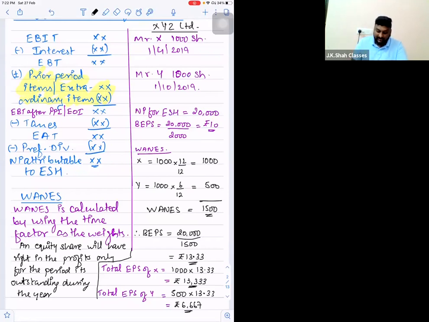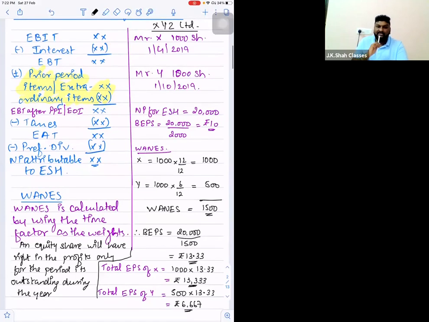So please note down this example. First, you note down about WANS and then you note down the example.